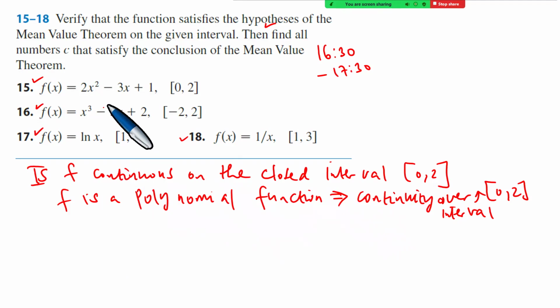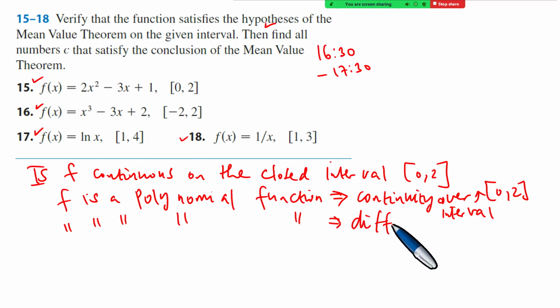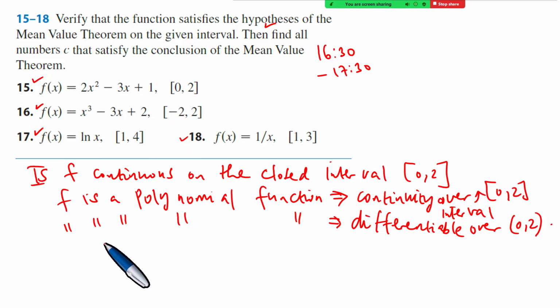Next, is the function f itself differentiable over this particular interval? We investigate this function here. f is a polynomial function, which implies that it is differentiable. So all polynomials are differentiable over open intervals, and in this case, between 0 and 2.